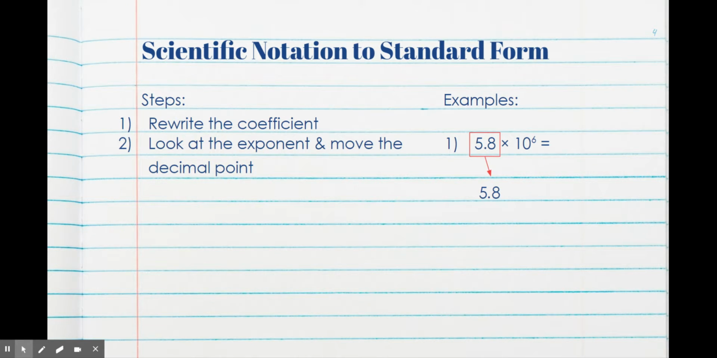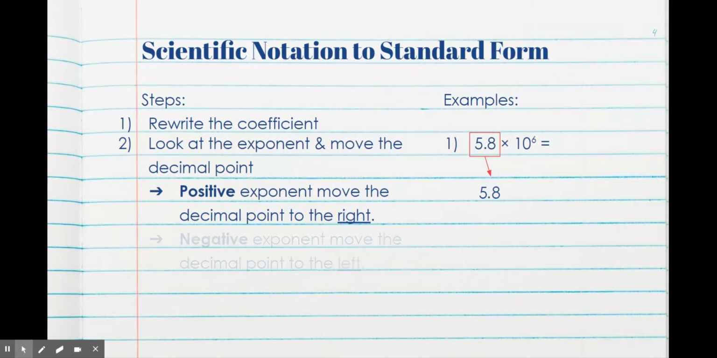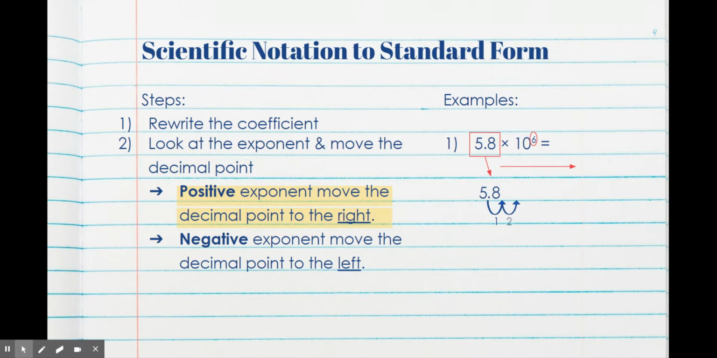The next step is to look at the exponent, and we're going to move the decimal point that number of spaces. If the exponent was positive, then we're going to move the decimal point to the right. And if the exponent is negative, we will move the decimal point to the left. So I've circled the exponent, which is a positive 6. Since it's a positive number, we're going to move the decimal point to the right. So let's move that decimal point 6 places to the right.